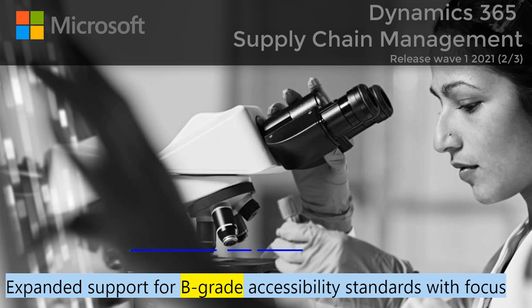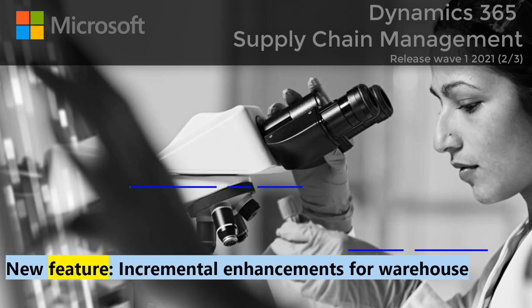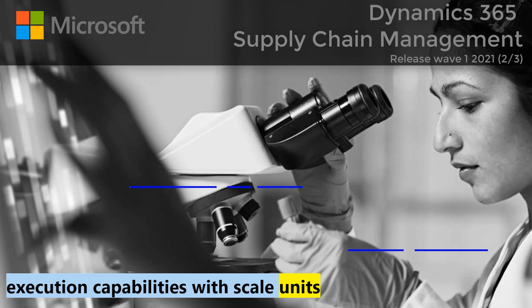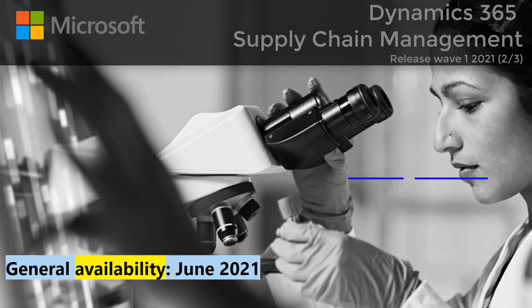Expanded support for B-grade accessibility standards with focus on situational disabilities, as defined by the WCAG guidelines. New feature, incremental enhancements for warehouse execution capabilities with scale units. Public preview, April 2021. General availability, June 2021.